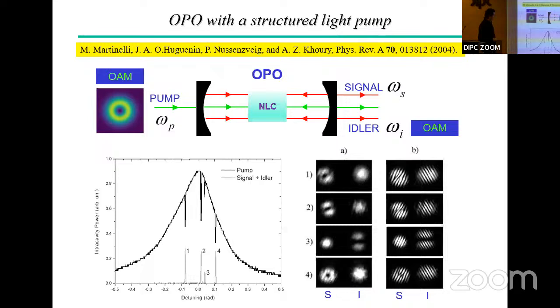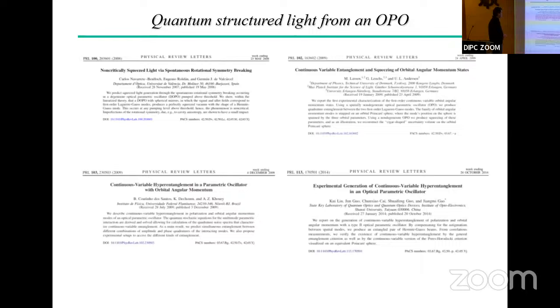Well, these are some examples of quantum structured light in the old times, okay? There's this, you probably know, Fermat van Kassel. There's people from Valencia, okay?